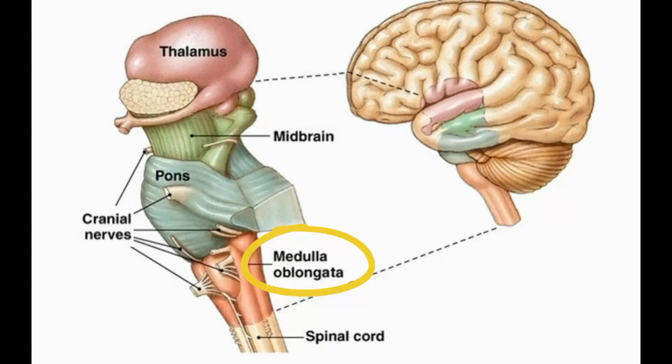Now the cranial nerves, there are 12 pairs of cranial nerves. We'll run through them in a bit. 10 of them emerge from the brainstem and 2 of them from the cerebrum.